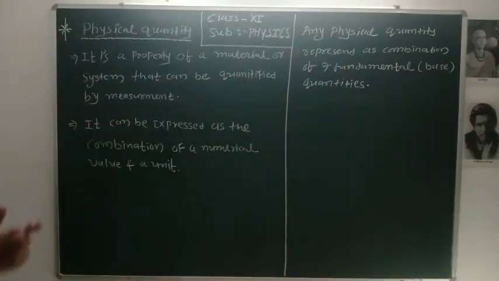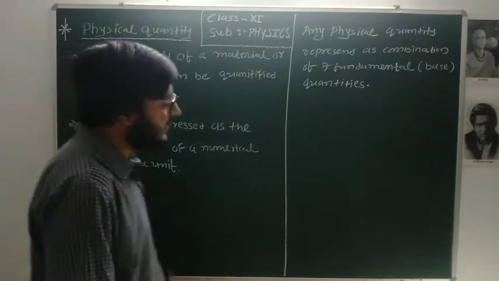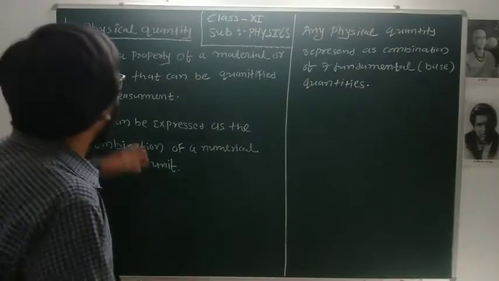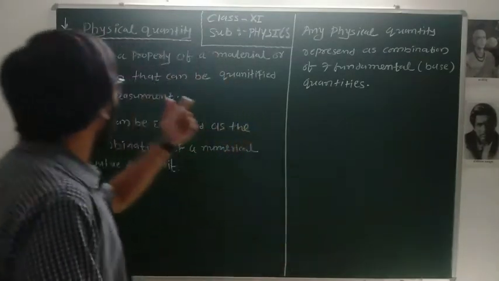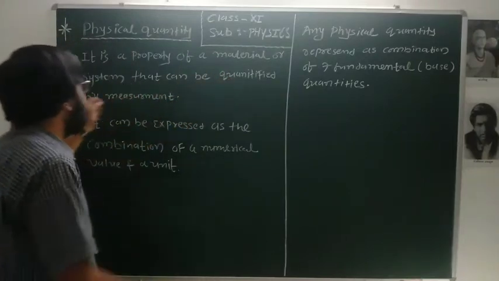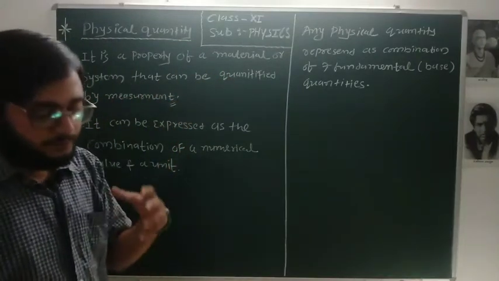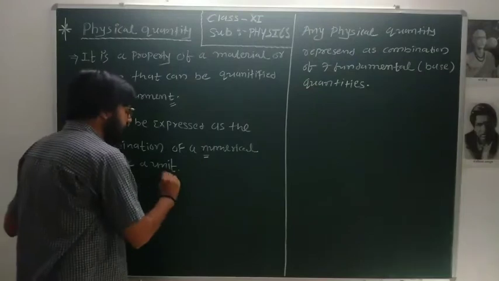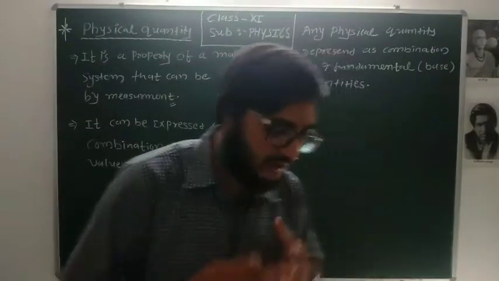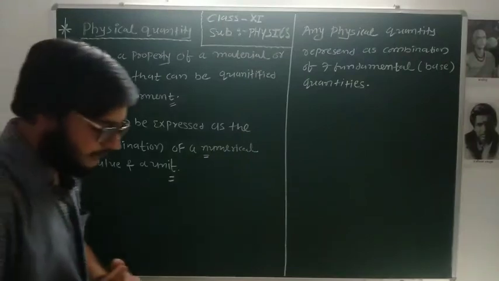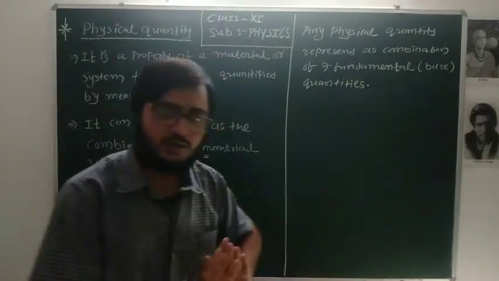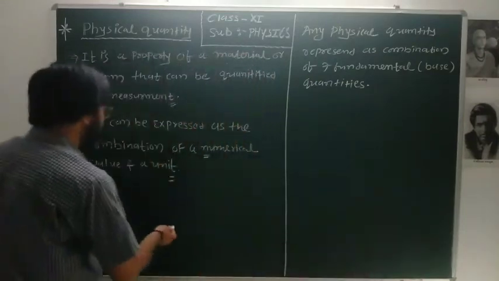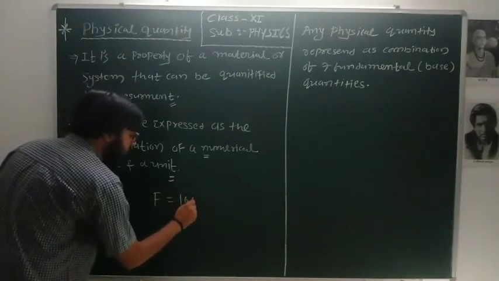It is the property of a material or system that can be quantified by measurement. It can be expressed as the combination of a numerical value and its unit. Physical quantity is nothing but, suppose we take one example. Suppose I push some object, so I apply some force on the object. Say I apply 10 Newton force on the object.